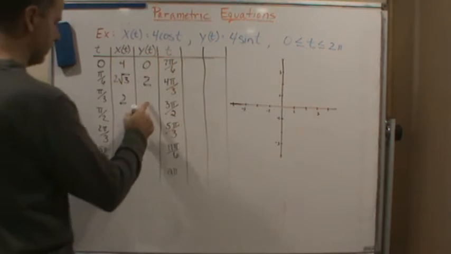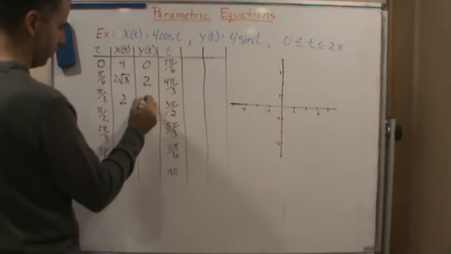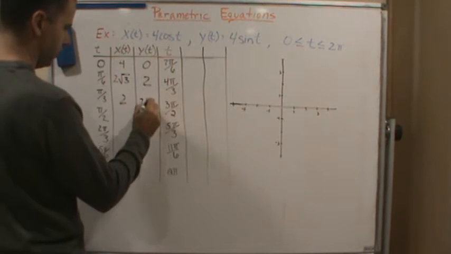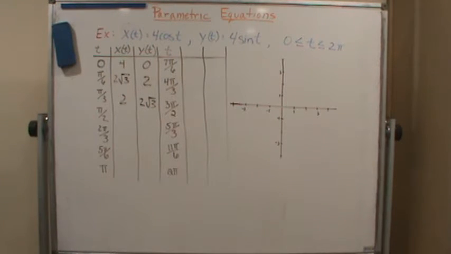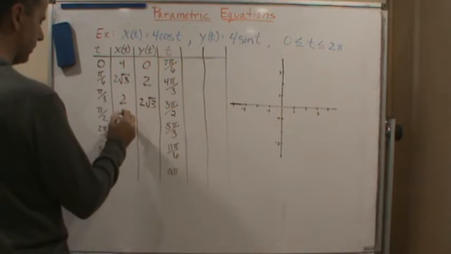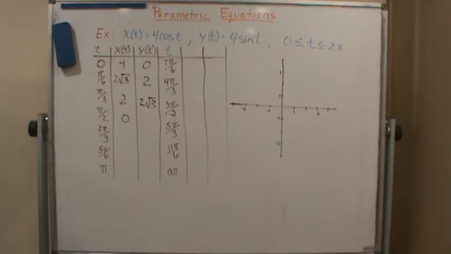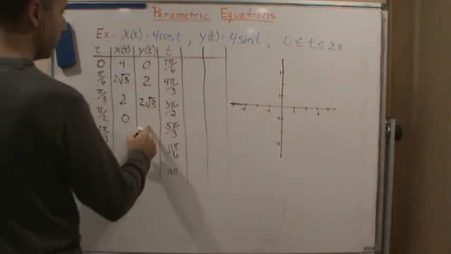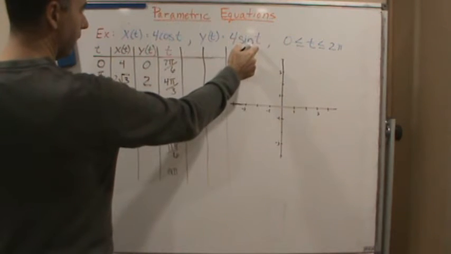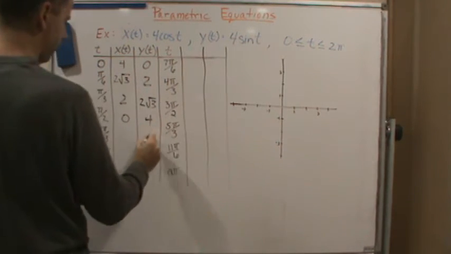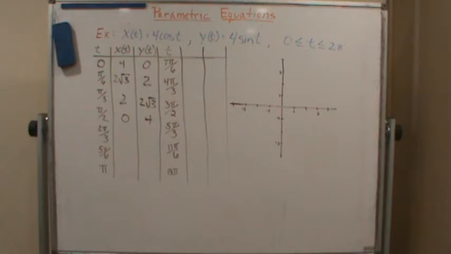And then this is going to be, again, 60 degrees, so we're going to have 2 times the square root of 3. And then 90 degrees, right? So pi over 2 is 90 degrees. So we want the cosine of 90 degrees, that's going to be 0, right? Sine of 90 degrees is 1, so we'll get 4 here. And so on and so forth.